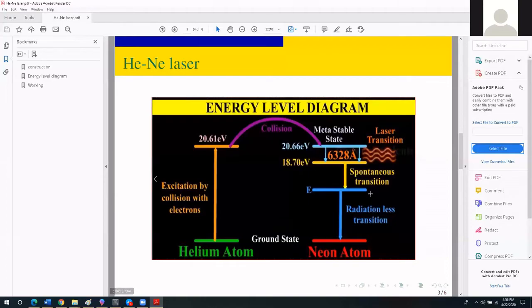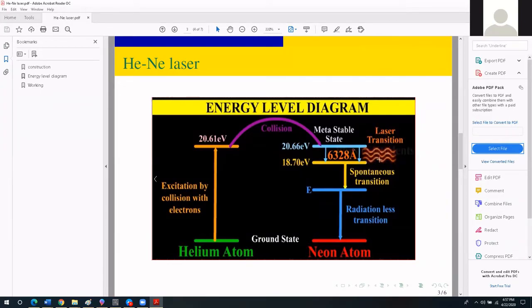The figure shows the relevant energy level diagram of helium and neon atoms. Helium atom has metastable state 2s, having energy 20.61 electron volt, which is very near to the 20.66 electron volt of neon atom, and this is the 5s state. There are other levels, but we'll consider only this one. This is the 3p energy state, having energy 18.70 eV, and lasing action takes place between this 5s and 3p of neon atom.